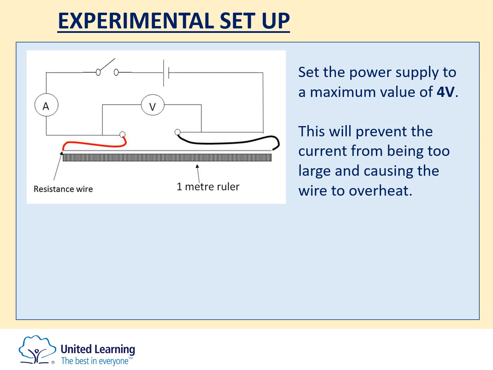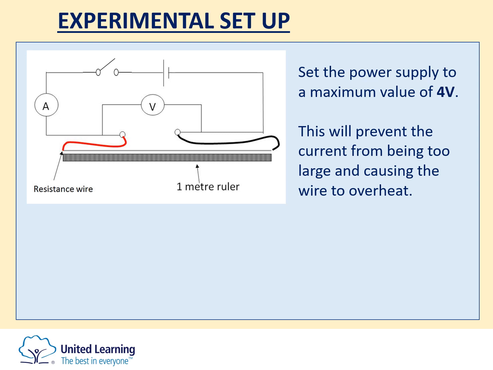From a safety point of view, the maximum power supply voltage should be set at no more than 4 volts. This prevents the current from being too large, which could cause the wire to overheat. Also, if the current is switched on, then it is advisable to not touch the wire, as there is no insulation and you could burn your fingers.